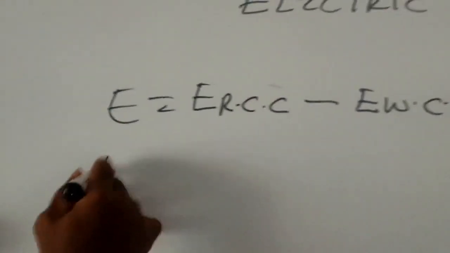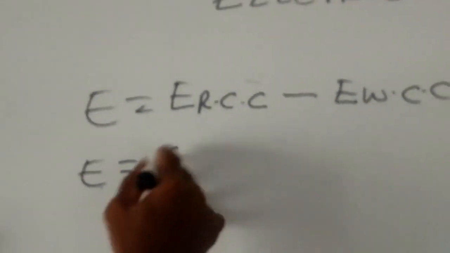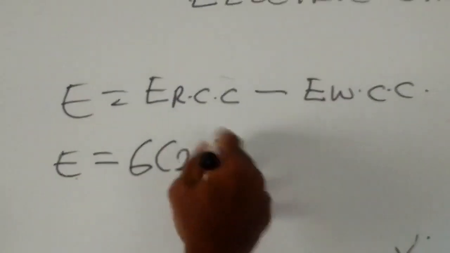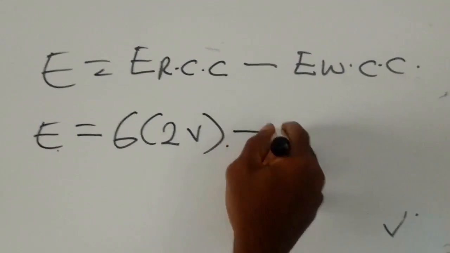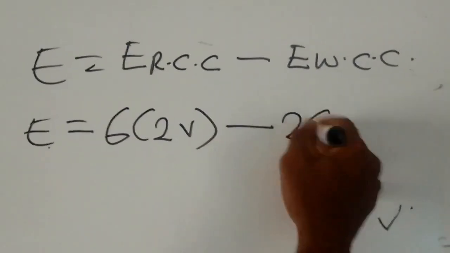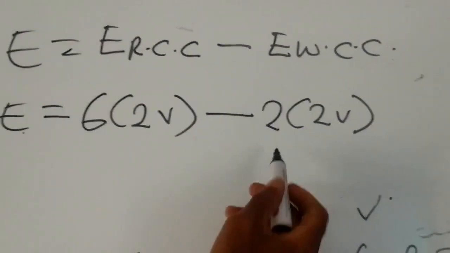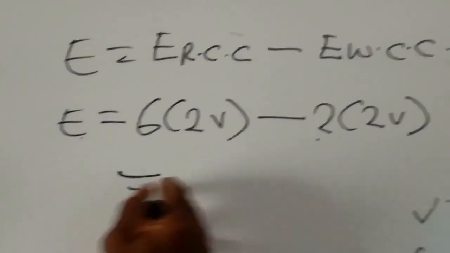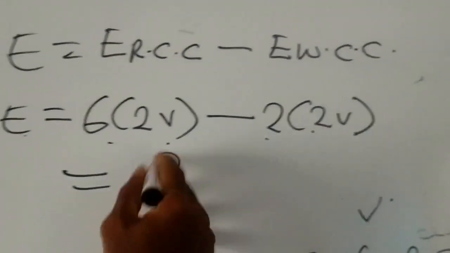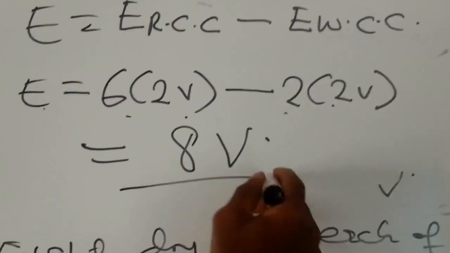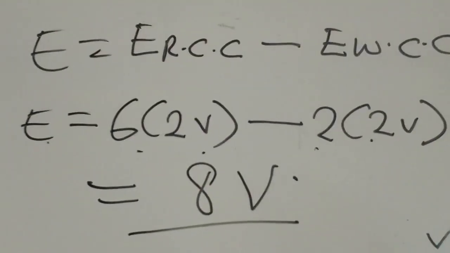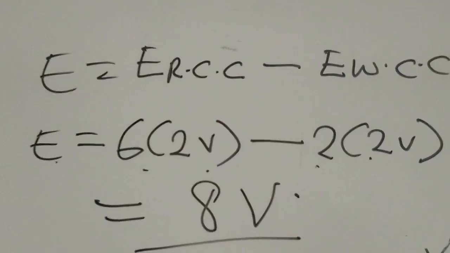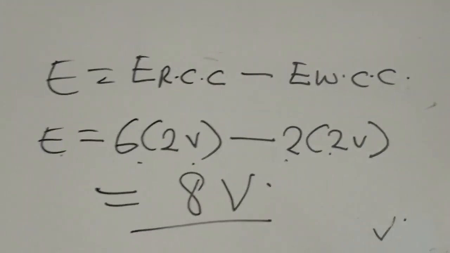So the EMF of the right connected cells is now 6 times 2, since the EMF of each cell is 2 volts. And the total EMF of the wrongly connected cells becomes 2 times 2 volts. Since the 2 are opposing, that becomes 12 minus 4, which gives us 8 volts. So the net EMF of this arrangement is 8 volts. This is a Joint Admissions and Matriculation Examination question.